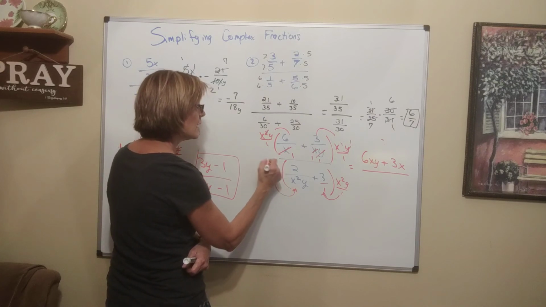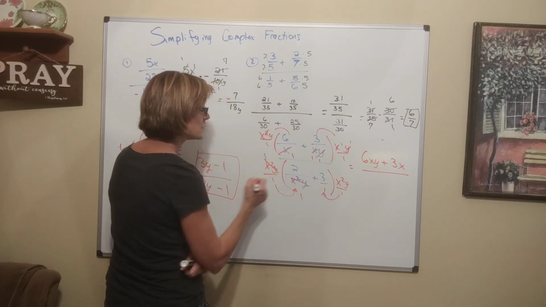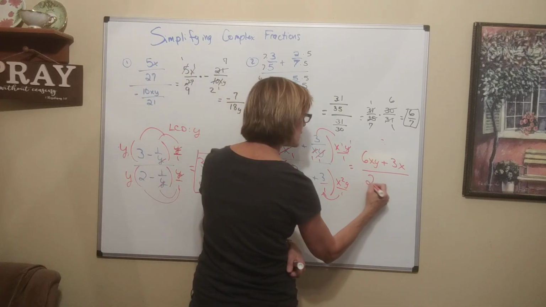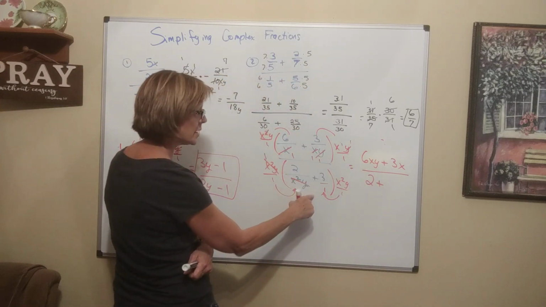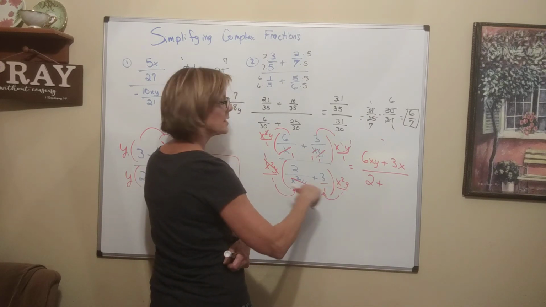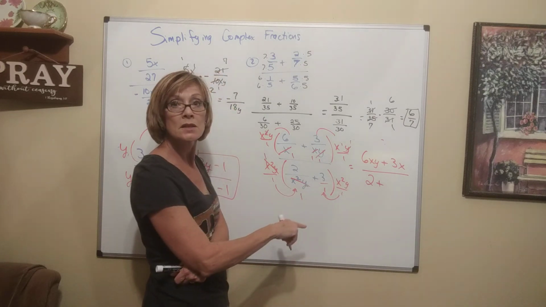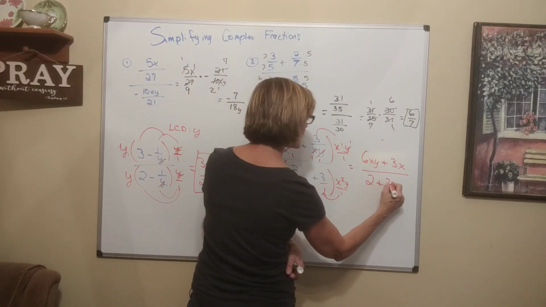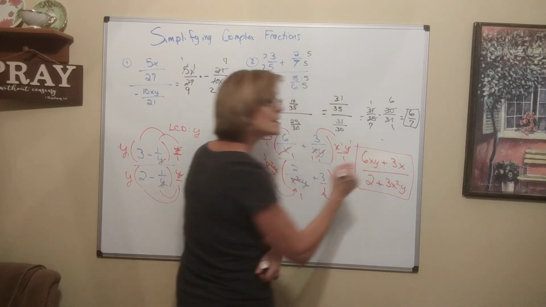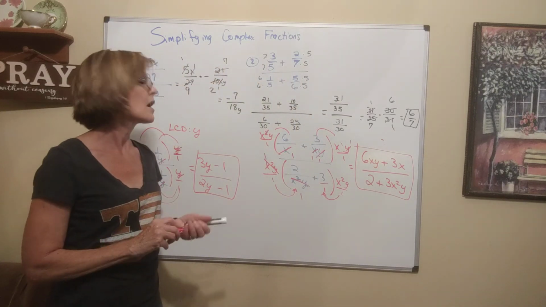What will cancel? x squared y will cancel with each other. I'm left with 1 times 2 over 1. I'm left with the number 2 right here, plus 3 over 1 times x squared y over 1. Nothing cancels because there are only 1s in the denominator, plus 3x squared y. This is the simplified form of that complex fraction.